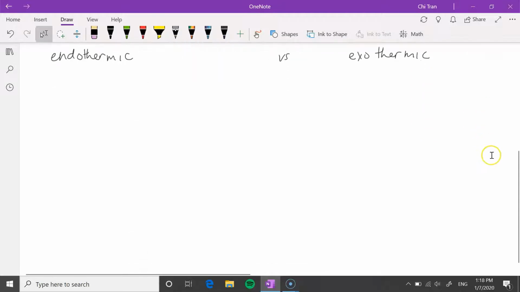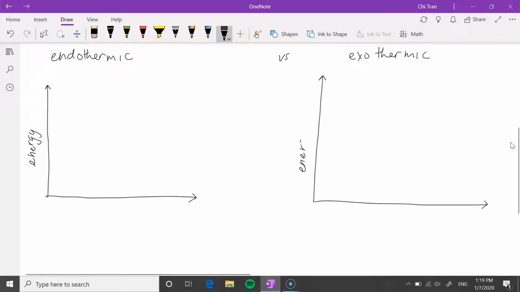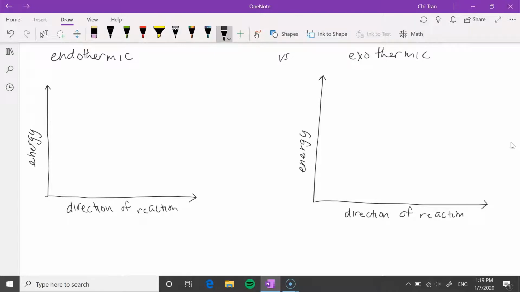So first we need to draw out a diagram. So we would just have an X and a Y axis, which looks something like this. And then on our Y axis, we need to label it as energy. And on the X axis, we label it as direction of reaction. Or we can also say the progress of reaction.